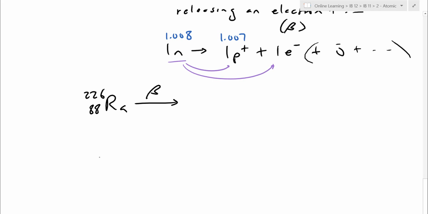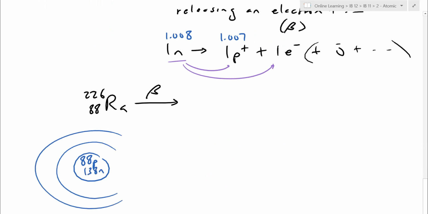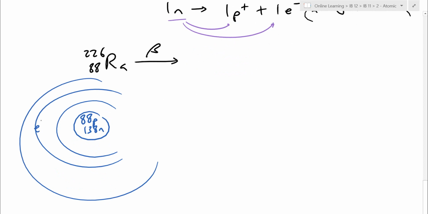So let's draw a picture. We have 88 protons. Earlier we set this one at 138 neutrons. I'm going to just mark off, yeah, there's going to be a lot of electrons in the outside shells. I'm not worried about those electrons. What I'm worried about in this case for a beta emission is that for some reason the nucleus is unstable. The center is unstable. And what's going to happen here is one of these neutrons, one of these neutral particles, is going to convert itself to become a proton.